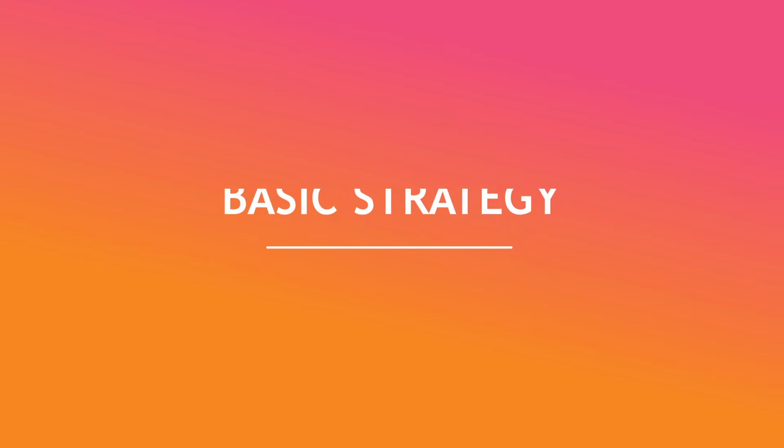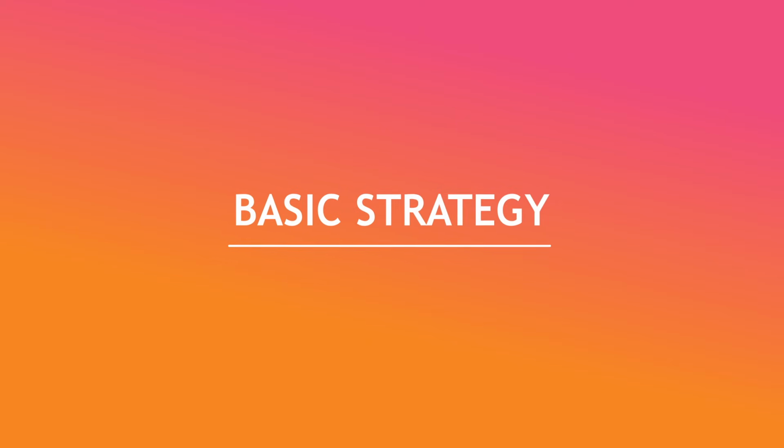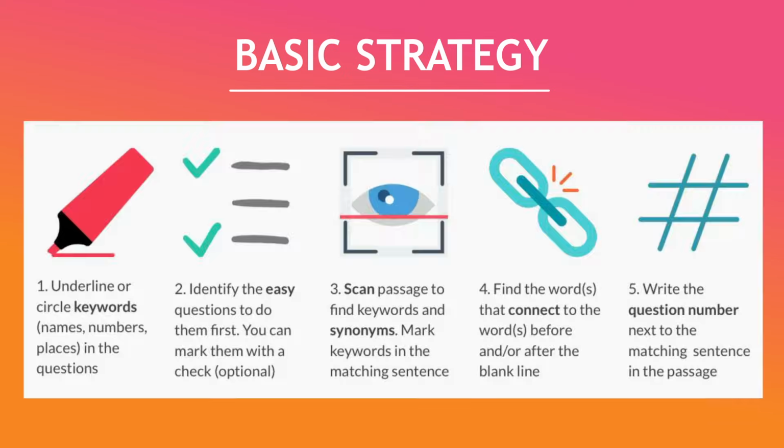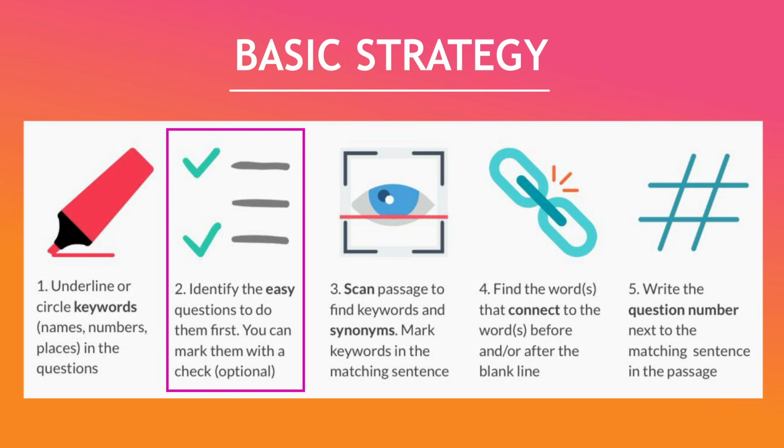And I give you a basic strategy to answer this type of question. First, you underline or circle keywords, for example names or numbers or places in the questions. The next step is to identify the easy questions to do them first. You can mark them with a check, for example, this is an easy question, so I do it first.